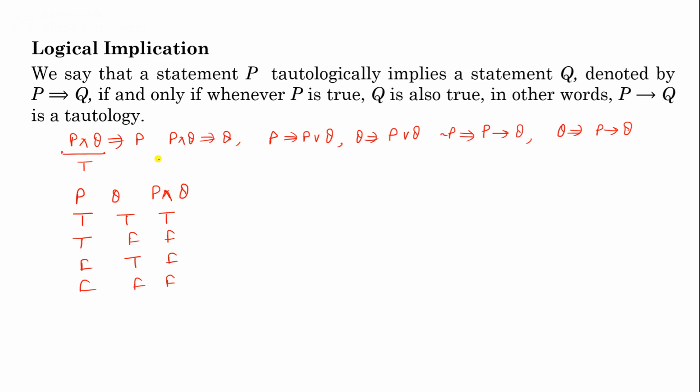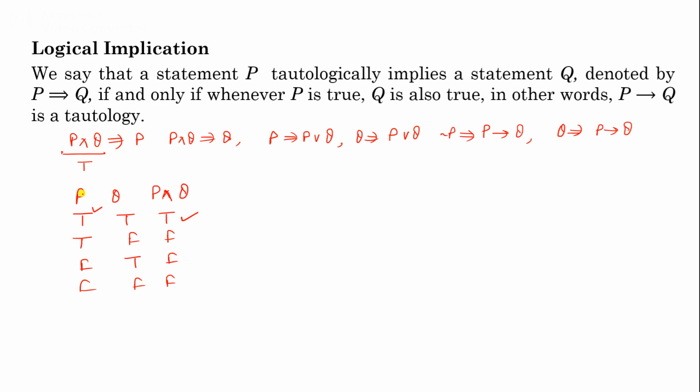So only one row is there where this is true. In the same row, this variable P must be true. So here this is the only row where P and Q is true, and look at this, P is also true. So you can say that in the first row where P and Q is true, P is also true, and this is the only case. Therefore, P and Q tautologically implies P.